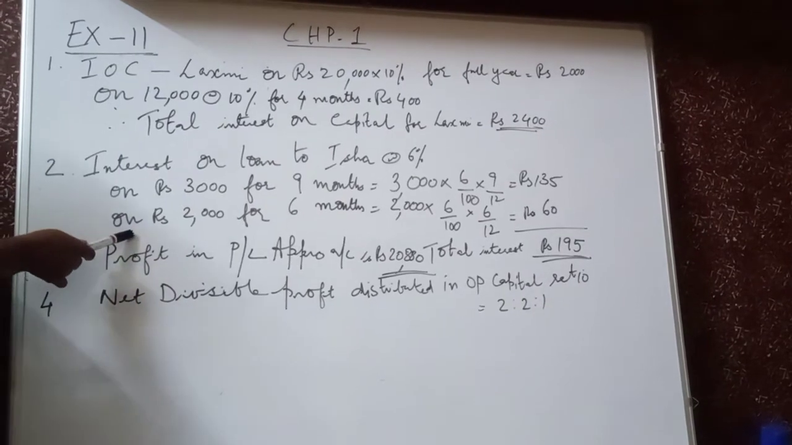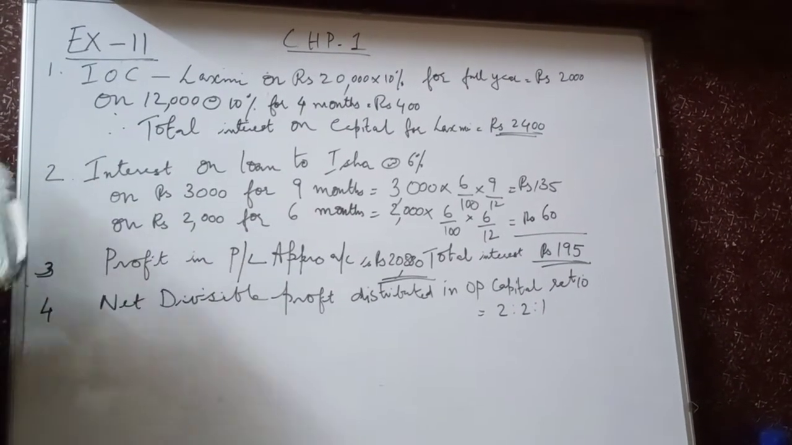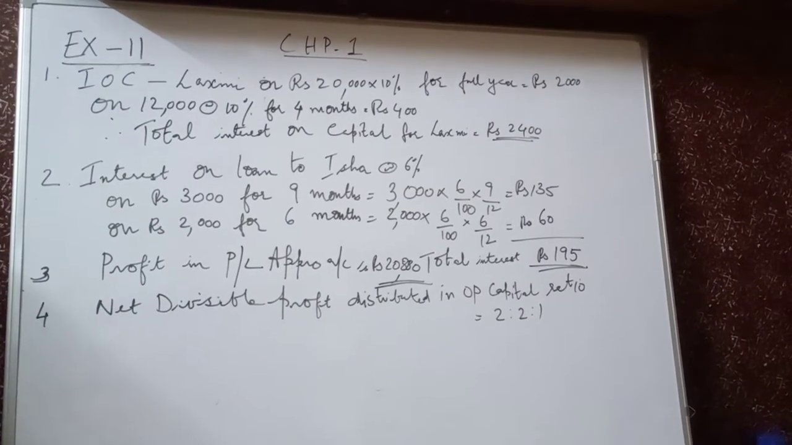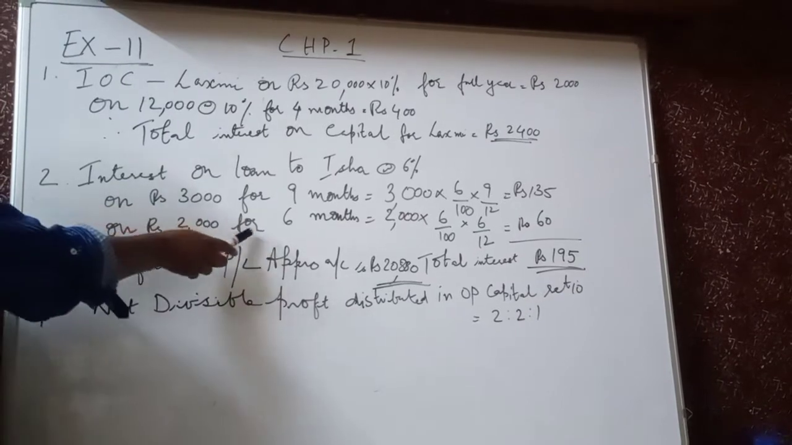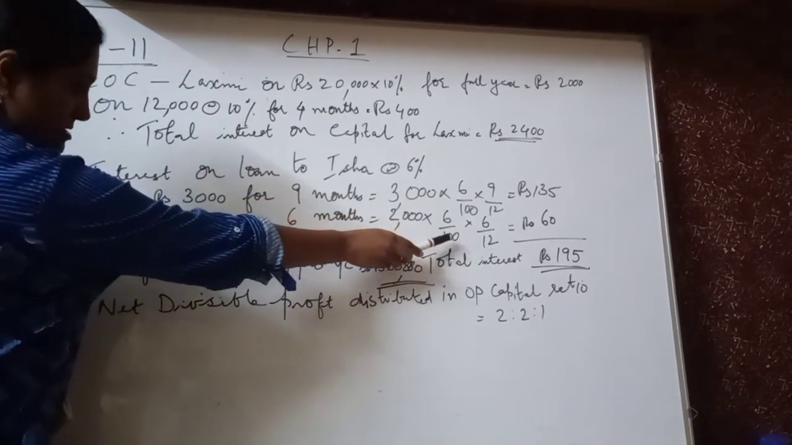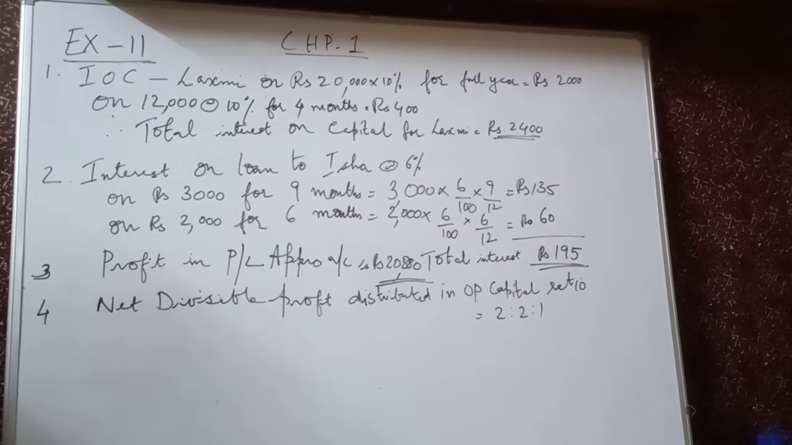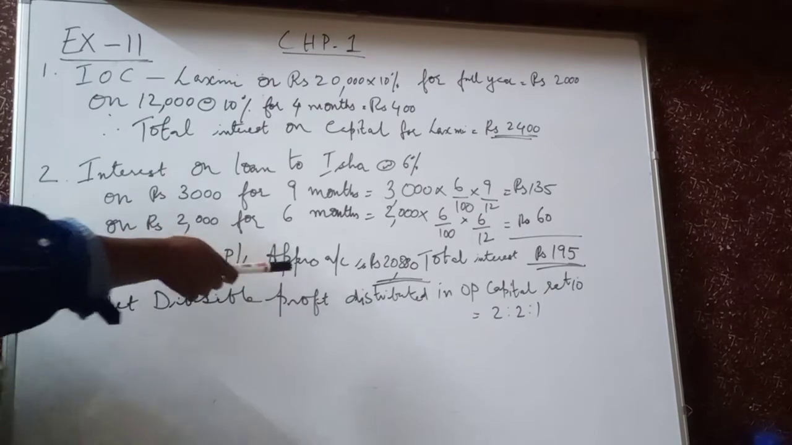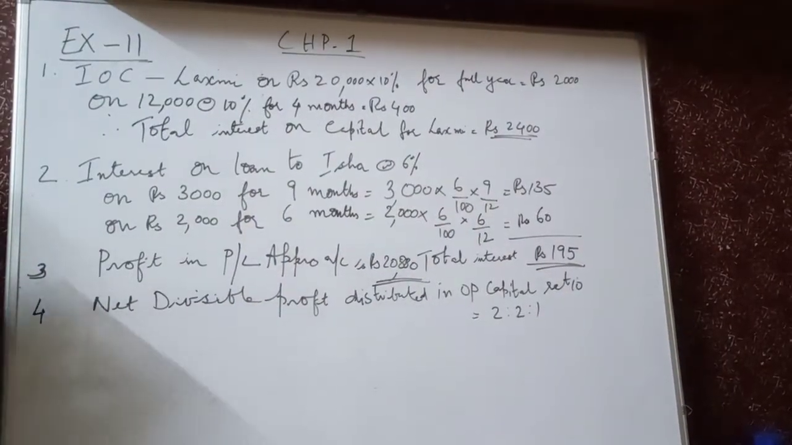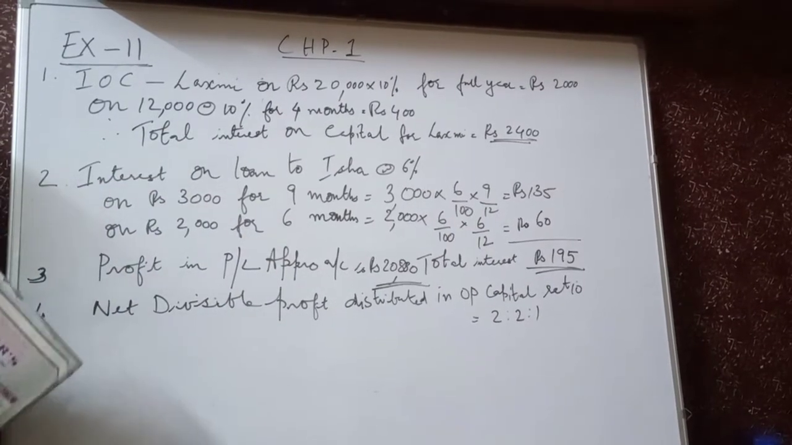Next amount she lends is rupees 2,000, that is 6 months because the date here is 30/11/2016. So it is 6 months. So 2,000 into 6% into 6 by 12. It is rupees 60 and the total interest here is rupees 195. So this is the calculation for interest on loan to Isha at 6%.